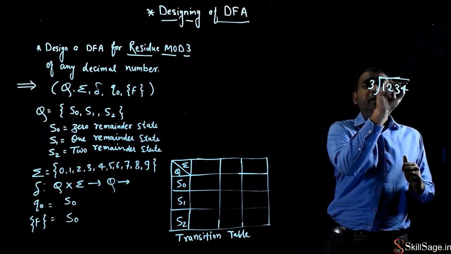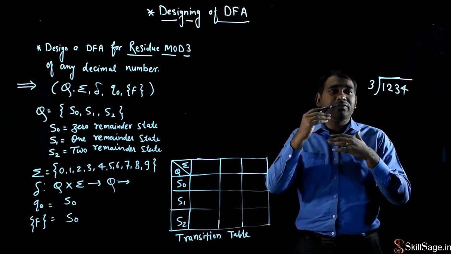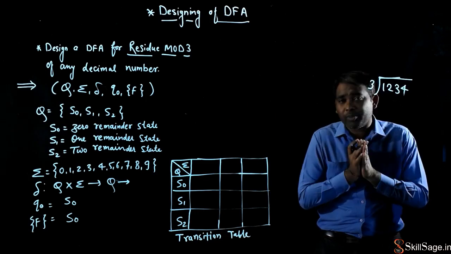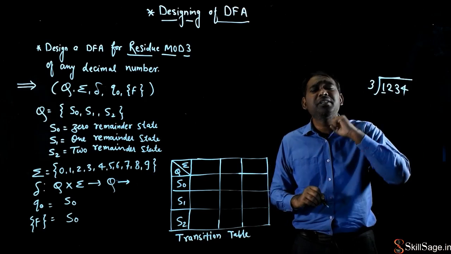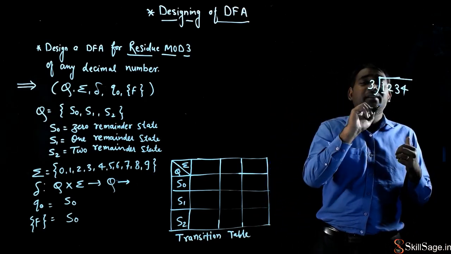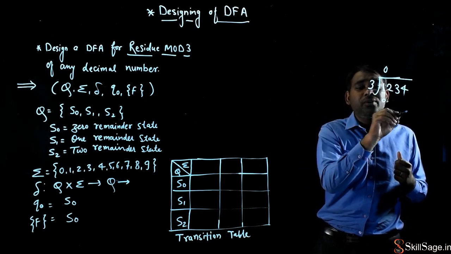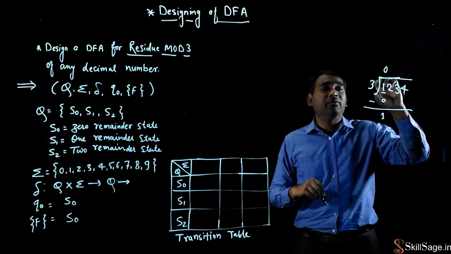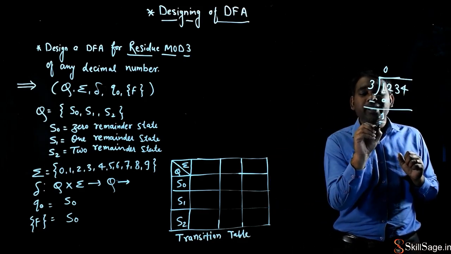Instead of considering two characters here, I'll tell you how my finite automata is going to read this input string. It will read only one input symbol at a time. What is my first input symbol? My first input symbol is 1. So when I divide this 1 by 3, 3 zeros are 0, and I am going to get 1 as a remainder. This is my remainder of the first step, right?